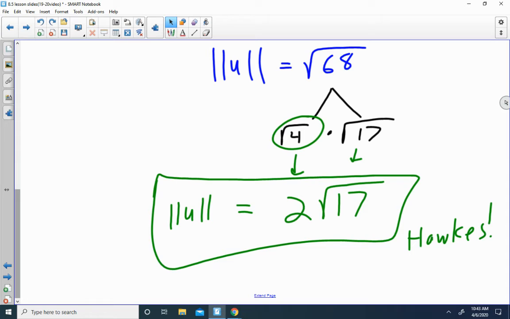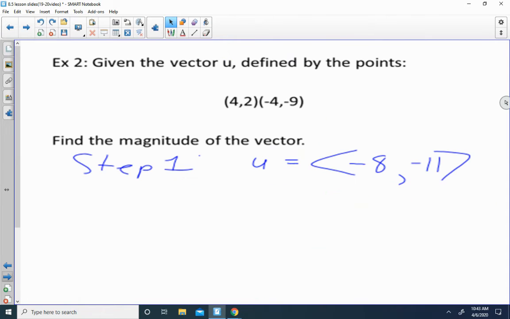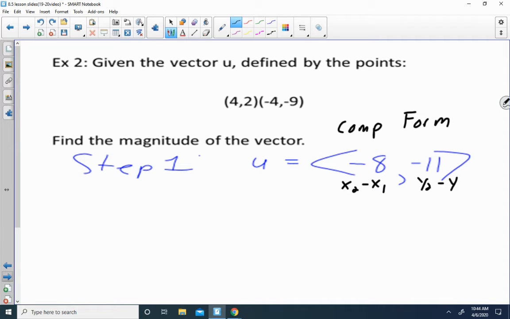Let's try another one just to get a little comfortable with the magnitude formula. So, again, let's say you're given these 2 points and you need to find the magnitude. The first step you'll need to do is to find the component form. But again, you guys know how to do the component form. We did those on the previous 2 examples, where you do x sub 2 minus x sub 1, y sub 2 minus y sub 1. You guys know how to do that already. I went ahead and did all that work for you.